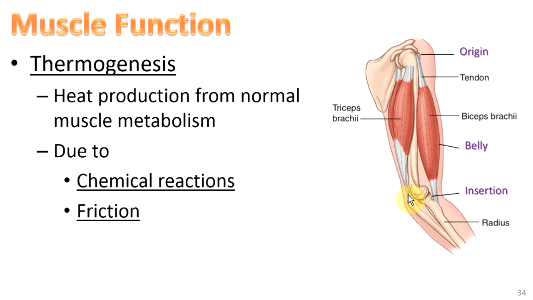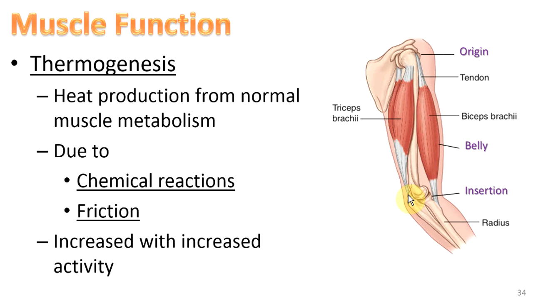The other reason, though, is friction. When molecules rub across each other, it creates heat, and that just happens from the atomic reaction. You can illustrate that by rubbing your hands together like Mr. Miyagi does in The Karate Kid. You know, the old Karate Kid from like '86 or whatever, if you've ever seen it. Anyway, it creates heat. That's why when you're cold, you can rub your hands together and warm them up. So as I said, it's increased with increased activity.